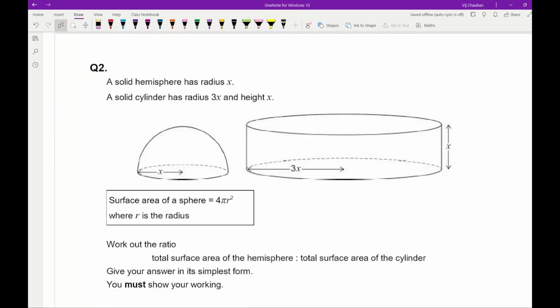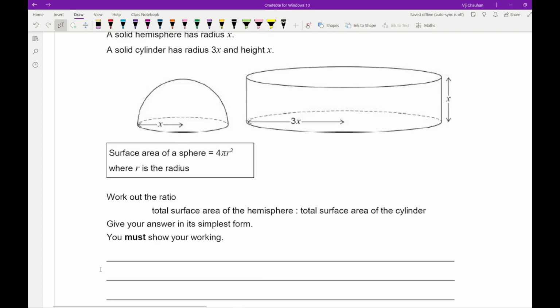Now moving on to question 2, it says a solid hemisphere has a radius of x and a solid cylinder has a radius of 3x and a height of x. We've been given the formula for the surface area of a sphere, 4 pi r squared, where r is the radius. The question is asking us to work out the ratio of the total surface area of the hemisphere to the total surface area of the cylinder, giving your answer in its simplest form, and we need to show our working out.